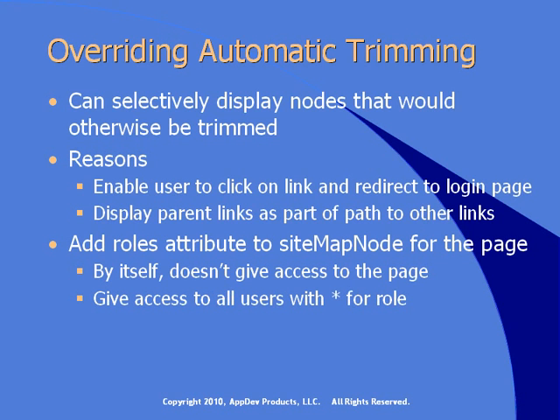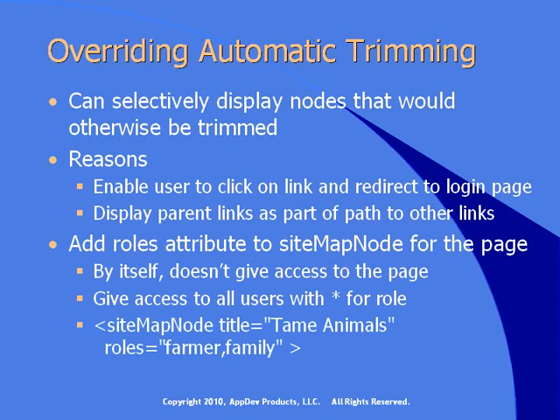You can also display a node to all users by setting the roles attribute value for that node to an asterisk. This is often appropriate for nodes that contain links to external sites. In the example site, you need to add a roles attribute to the Tame Animals node, which doesn't have a URL and therefore is not authorized for any user. And so as you saw in the code, you just add the roles attribute and provide a comma-delimited list of the roles that are allowed to see that node within the navigation hierarchy.